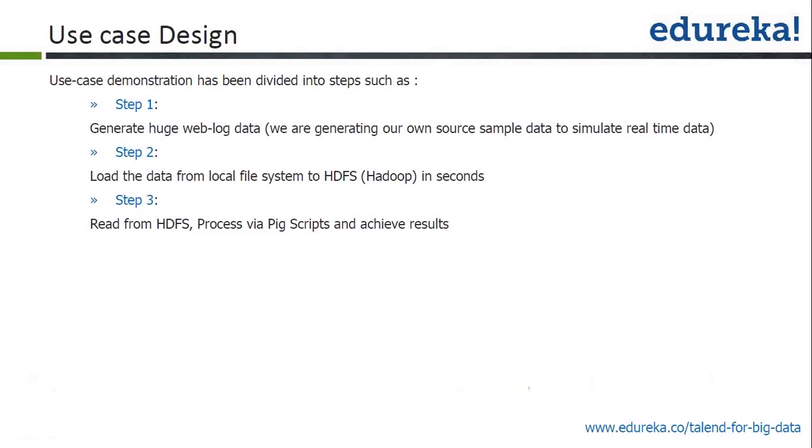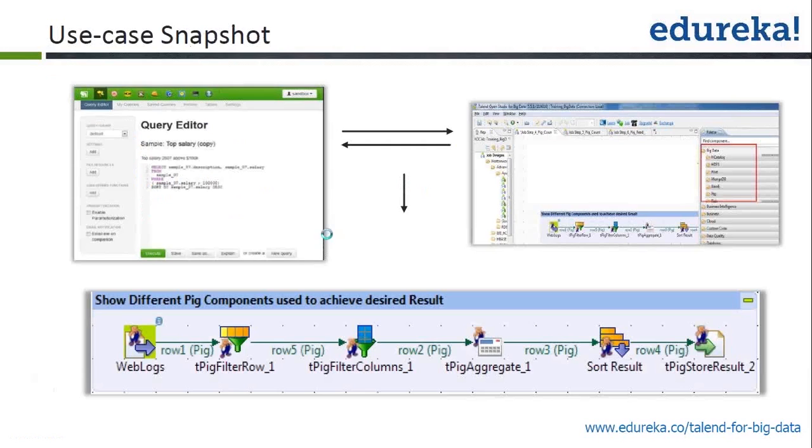So using the job, everything is automated. Talend is going to transfer this file from the local system to HDFS in seconds, and then Talend is going to read this file from within the HDFS. It is going to analyze the data. It is going to process this data via the Pig script and achieve the required result. Now I will tell you the business case and what is expected out of it in minutes. All right.